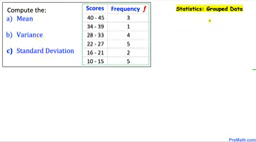In this video tutorial, we are going to calculate the mean, variance, and the standard deviation for this given grouped data with these following scores and their corresponding frequencies. And here in the very first step, we are going to calculate the mean.